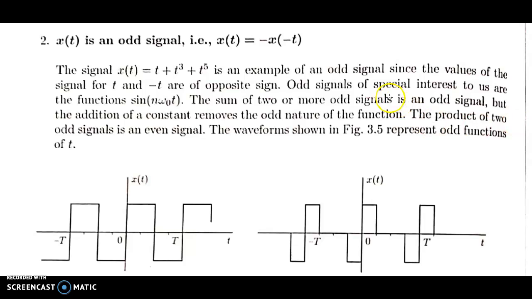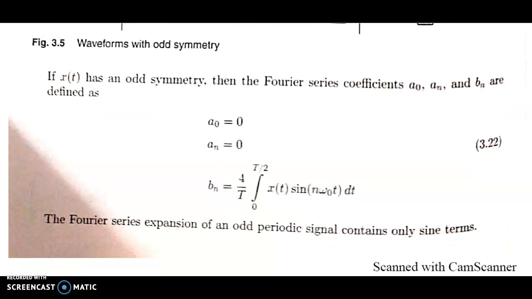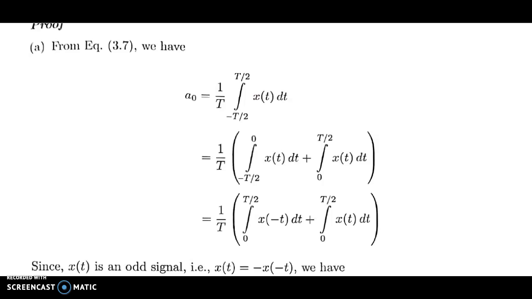Next case is when x of t is an odd signal, that is x of t is equal to minus of x of minus t. Here they have given a simple example. Here a few signals are given which are odd signals x of t, and when x of t is an odd signal, a0 and an both are 0 and bn is 4 by T integral 0 to T by 2 x of t sine n omega 0 t dt. This can also be derived in a similar manner as when we derived the even signal case.